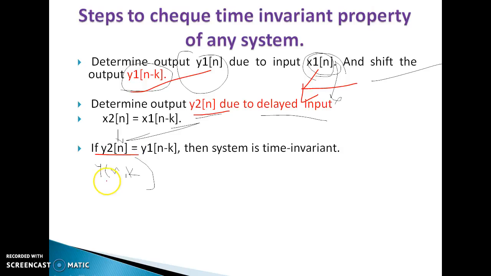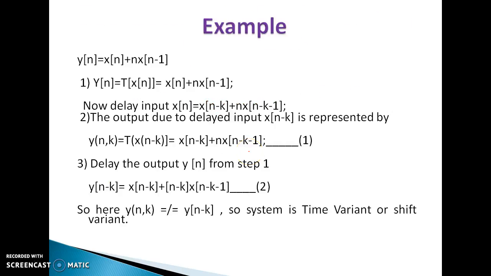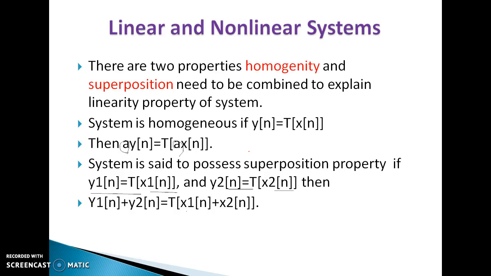If this y2 of n, the output of the system due to the delayed input itself, is equal to the output of the original system delayed by k samples, if both are the same, the system is time invariant. So here are examples which describe how to find out the shift invariance property of the system.